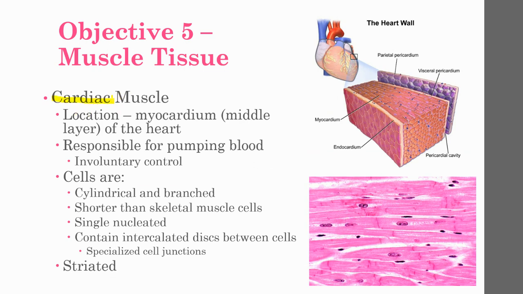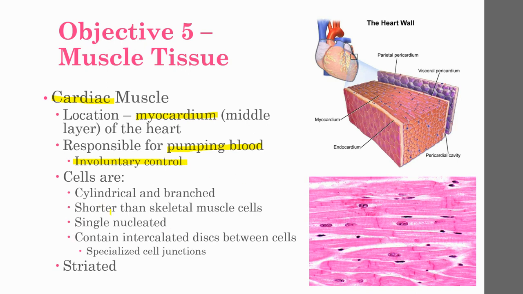Our next muscle type is cardiac, and as the name cardiac implies, hopefully you know that that means heart. And so it is specifically in the myocardium, which is the big, thick middle layer of the heart. Remember that organs are made up of many different types of tissues, so it's not the whole heart, it's just going to be the myocardium, which is going to be the muscle in the middle, that thick layer there. And this is what allows for the heart to pump blood. Now, we don't have to tell our heart to do that, so this is going to be under involuntary control.